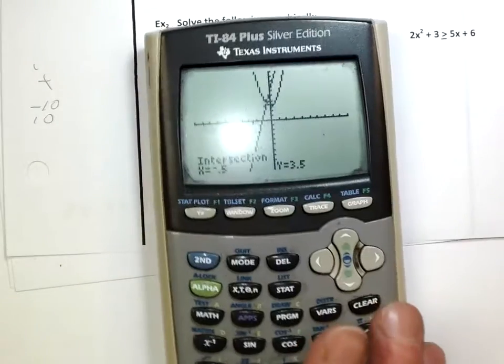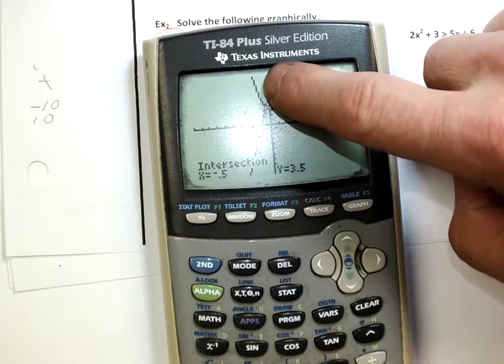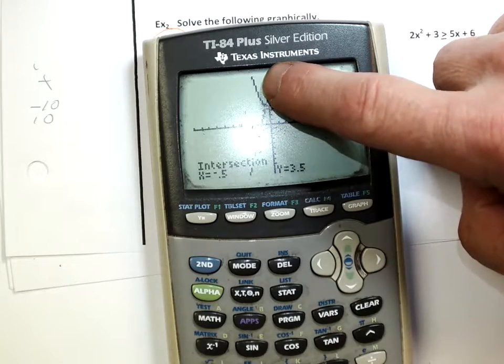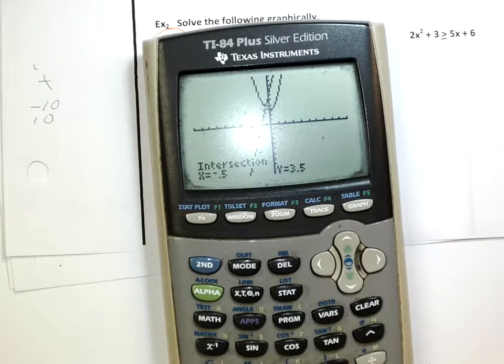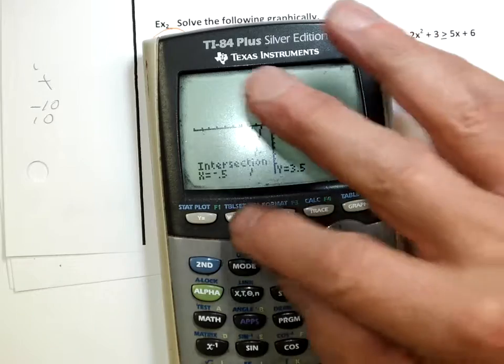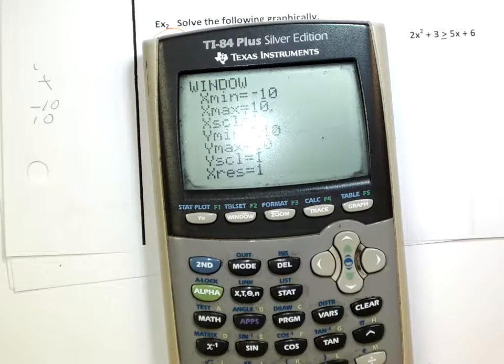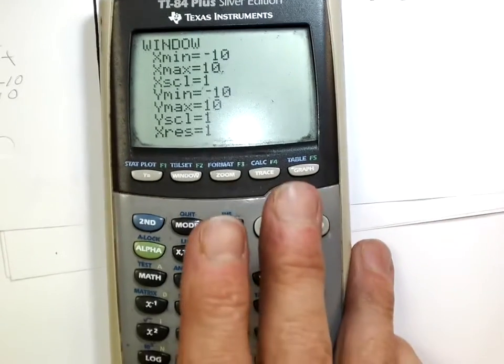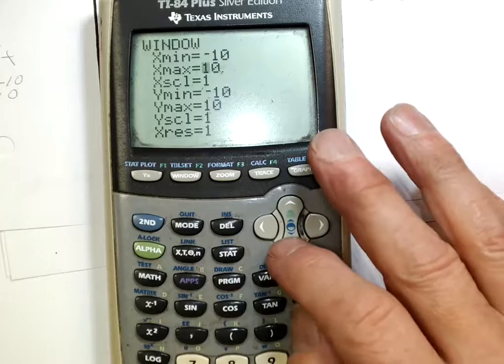Now, if I look at my graph, it's going up. There might be one further up. Might be one way up there, right? So how do I do that? If I go to my window, now let's be smart about this. I think there's another. If I go to my window, and I want to look farther up, what am I going to change? My Y max. I want to change my Y max.